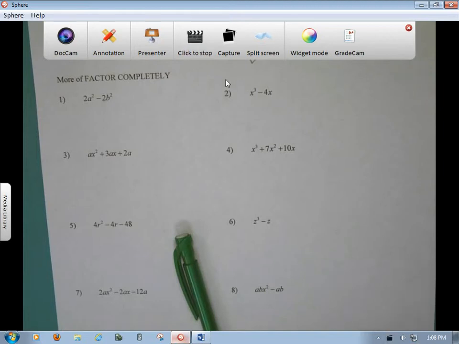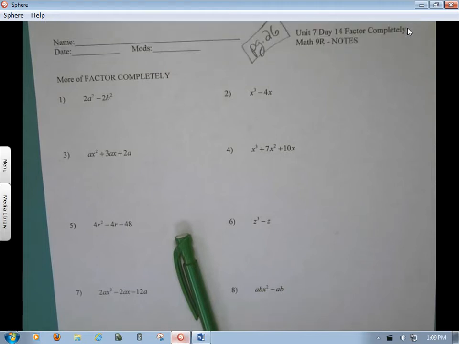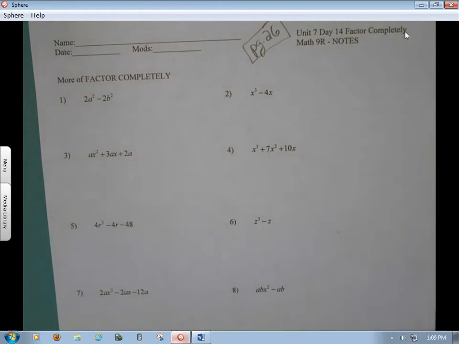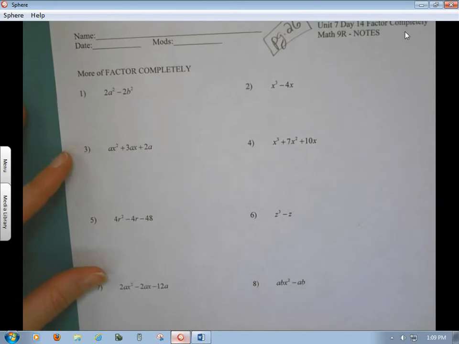Okay, so here's that extra practice day I was talking to you about, because we're only going to do one day of Factor Completely. Hopefully you're watching in sequence with the last video. This is page 26, just going through and showing you more practice if you needed it.